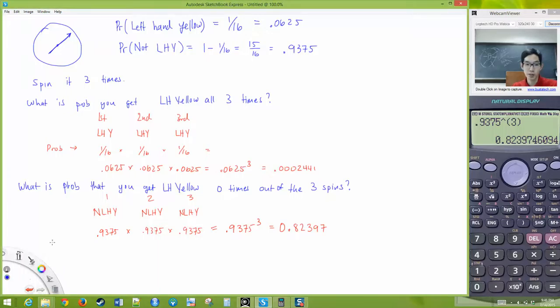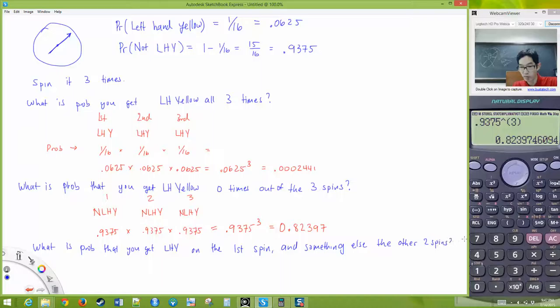All right. Let's try another question. What is the probability that you get left-hand yellow on the first spin and something else on the other two spins? Okay, so the first spin must be what? First spin must be left-hand yellow. Second spin must be not left-hand yellow. And the third spin must be not left-hand yellow.